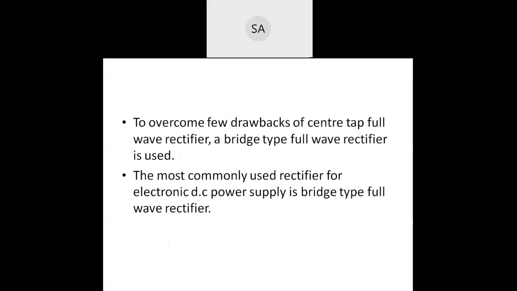The half wave rectifier will not be used. Why? Because it has 121% ripple in the output. Efficiency is very low and peak inverse voltage is also very low. So it will not be used compared to the center tap full wave rectifier. Even though the center tap rectifier's efficiency increases and ripple factor reduces, due to the center tap transformer we will not use that one. So most of the time in our electronic circuits, the bridge rectifier only will be used. So let us discuss the working of this bridge full wave rectifier.